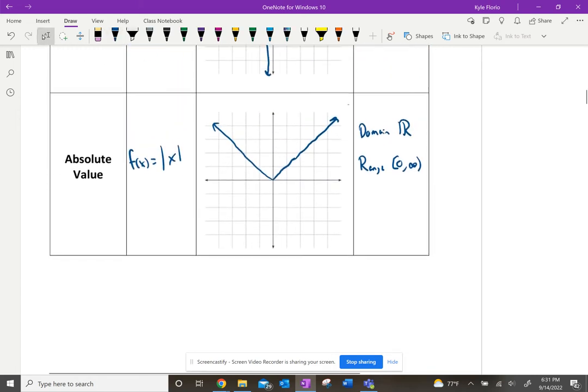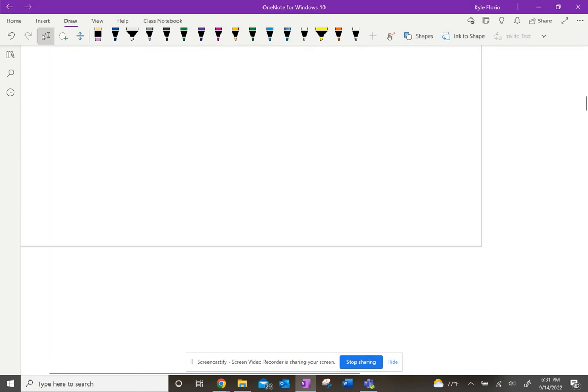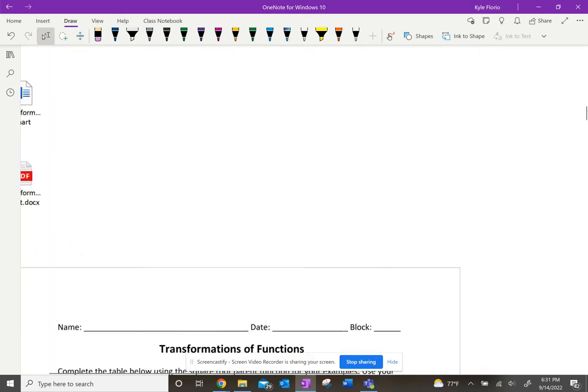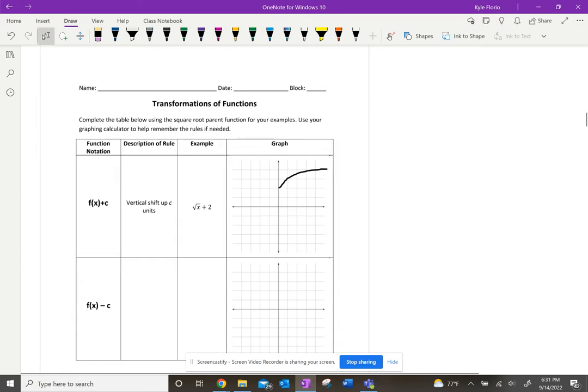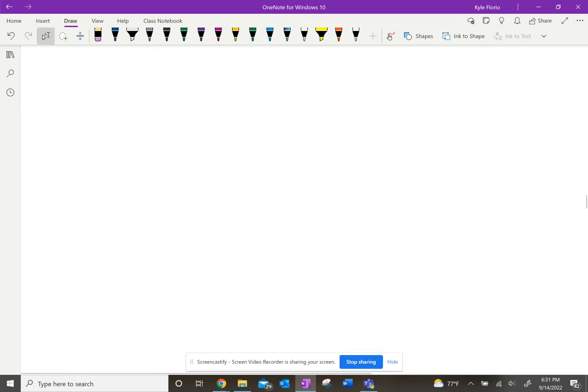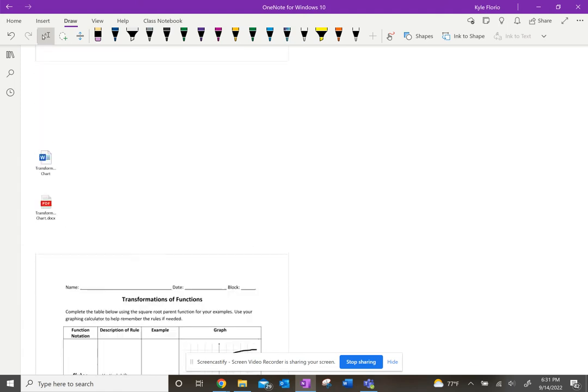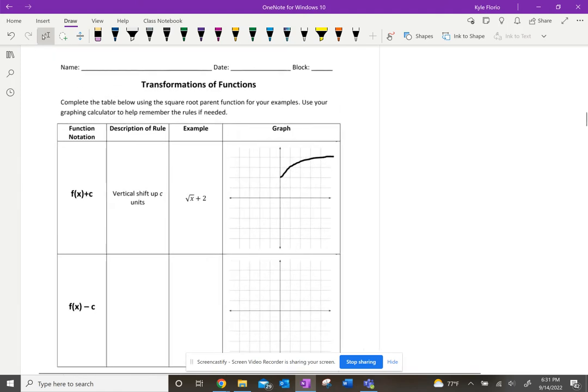I realize I'm going fast, so have someone click in to pause the video so you guys can jot these down. All right. So those were some parent functions. Now let's see how we can move them around the grid.